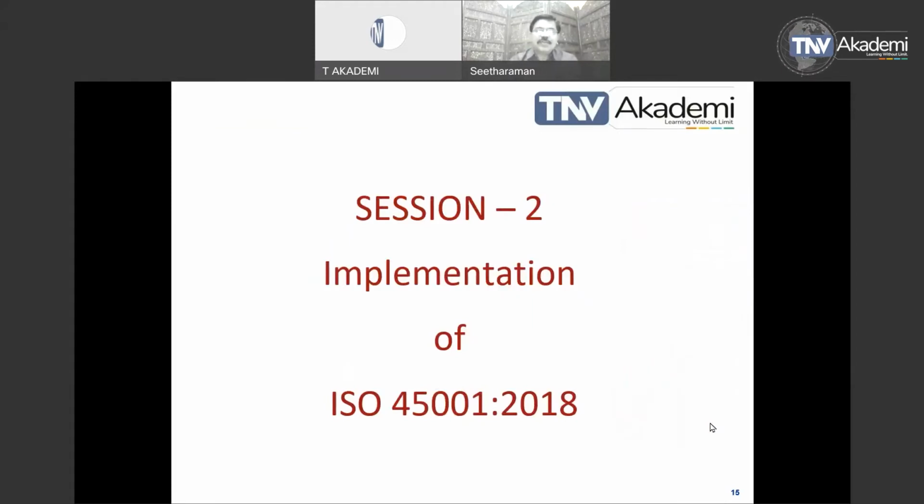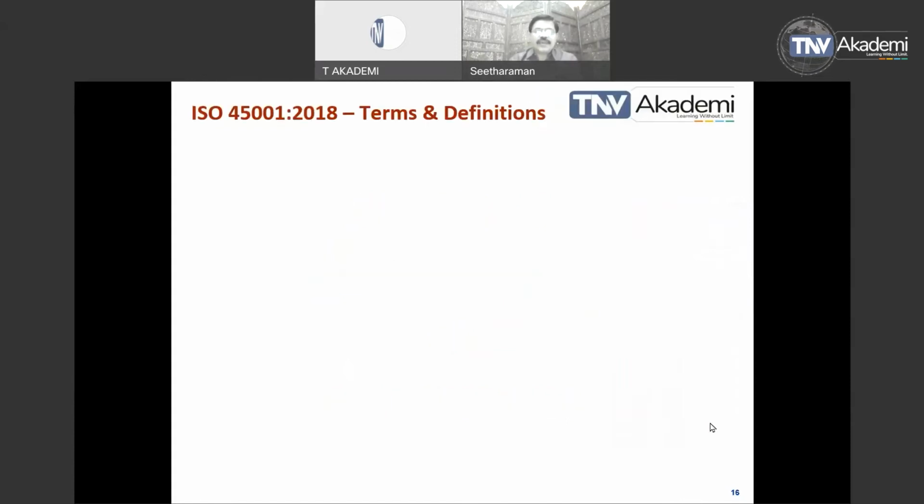Now your organization is going to implement this standard. So what all things do we need to look at? Before going ahead with the implementation, we just need to understand the basic terms and definitions which are going to be used in this standard. So I'll just cover that first.